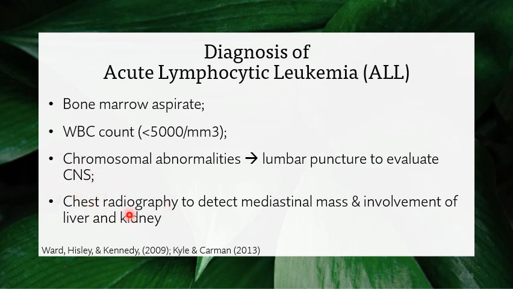Sometimes you can also do chest radiography to make sure whether there is a mediastinal mass, and whether the liver and the kidney also have a problem because of this messy blood consistency from the leukemic cells.